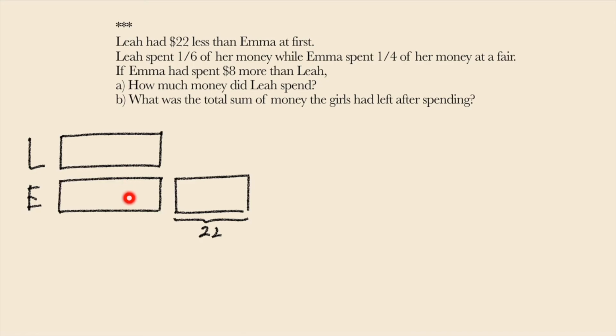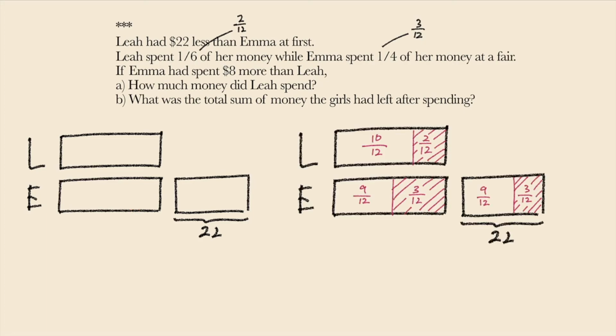Now, this is actually the same length of bar. So why should this be 6 units and this be 4 units? Because they should be the same, because it's the same length. So why don't we turn 1/6 into 2 out of 12 and 1/4 into 3 out of 12. That way we can show that this is 12 units and we will shade 2. This is 12 units, we will shade 3. So 2 12s spent, 10 12s left. 3 12s spent, 9 12s left.